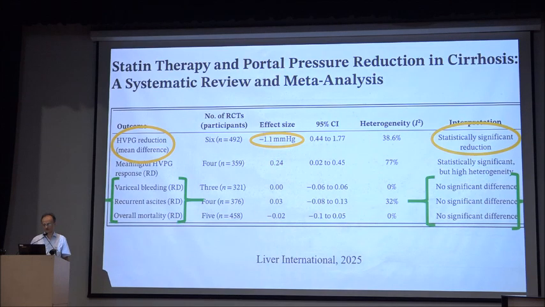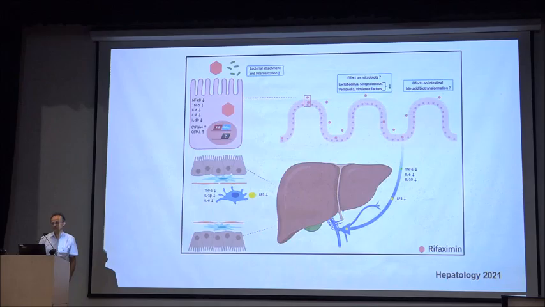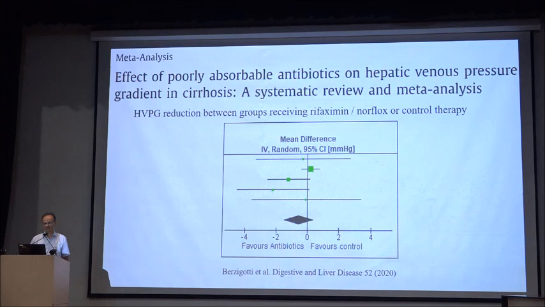It is still a matter of debate. Now coming to the role of antibiotics, because we know that there is a role of inflammation and gut bacterial translocation in causing portal hypertension, but there is very little data with regard to antibiotics in reducing the portal pressure. This is one RCT.